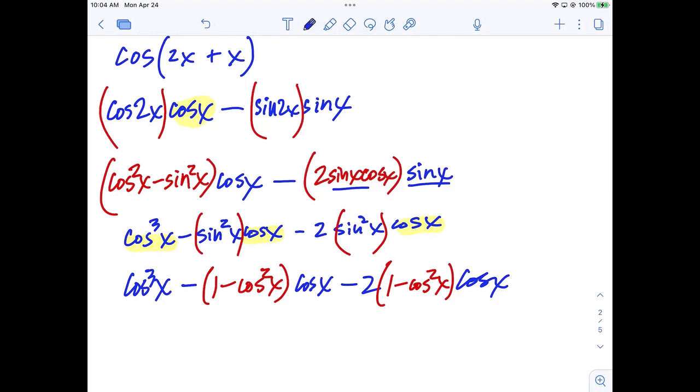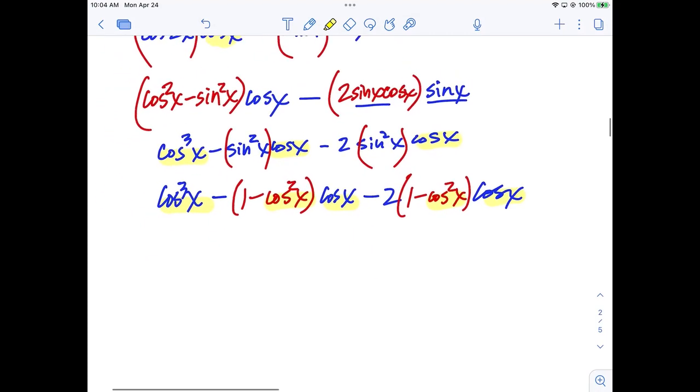Now, if you look at this right here, I think by the letter of the law, we have met the requirements. We have it exclusively in terms of cosine of x and the number 1, which is okay, and the number 2. But let's go ahead and simplify, because this would not be an answer choice on a test if we had a multiple choice, nor would I accept it as a final answer in a free response.